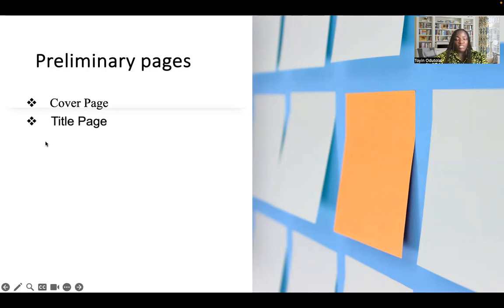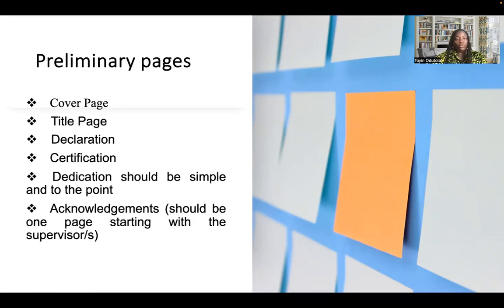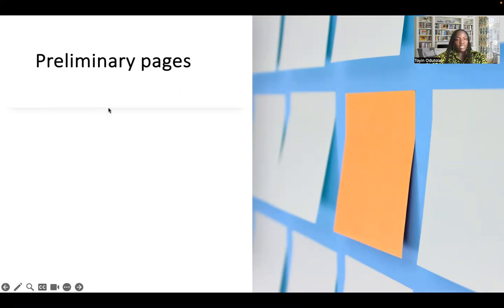Then after your cover page is your title page, your declaration page, your certification page comes next. The declaration must be simple. So after certification, you dedicate your work to whoever you want to dedicate it to. And then you have the acknowledgement where you must acknowledge your supervisor first. And then you acknowledge all others that have assisted in helping you put the research together.